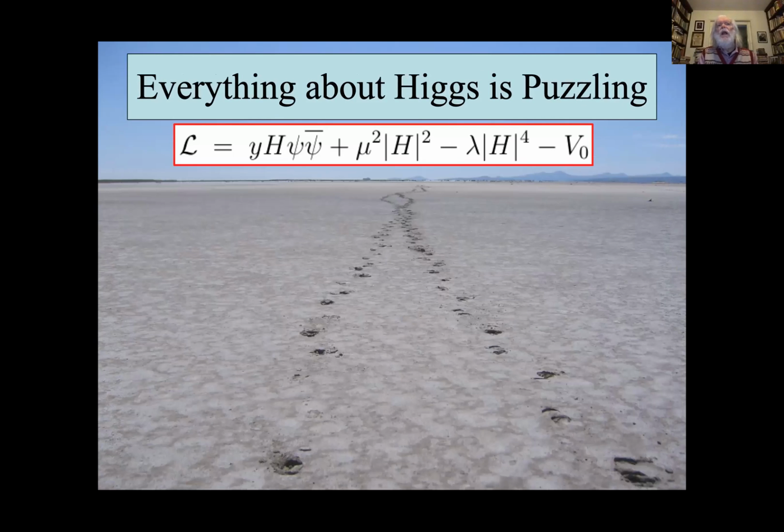However, I think basically everything about the Higgs boson is puzzling. And here I've picked out of the standard model Lagrangian the terms which involve the Higgs. So we've got the Yukawa couplings of the Higgs to matter fermions. We've got the quadratic h squared term, which has a quote unquote wrong sign. We've got the quartic Higgs potential term, and we've got a constant term, vacuum energy or dark energy, if you prefer.